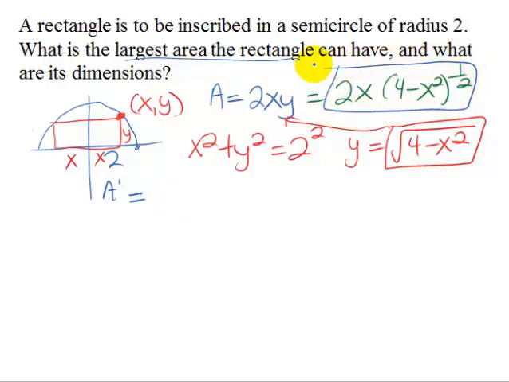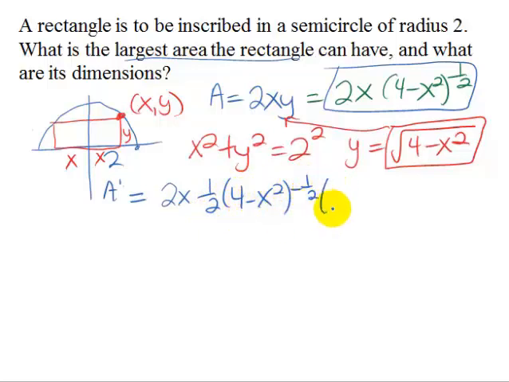We need to apply the product rule. So we have the first times the derivative of the second. That's going to be a power out in front, decrease the power by 1, multiplied by the derivative of what's inside. So we have a power rule, chain rule. And that's just the first part of the product rule. The second part of the product rule is the second, which is 4 minus x squared to the 1/2, times the derivative of the first, which is 2.